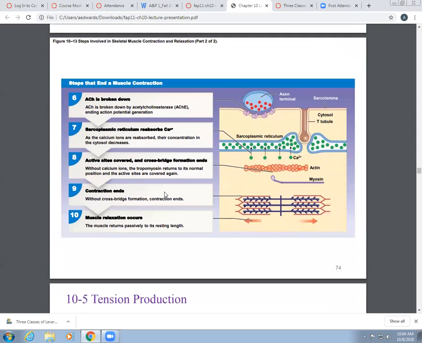So how do you end the contraction? Well, you can break down your acetylcholine. The sarcoplasmic reticulum can reabsorb the calcium, cover up the active sites, then end the cross bridges. Okay, no more cross bridge, no more contraction. You get muscle relaxation, and that sarcomere lengthens. Okay, you end up with less overlap.